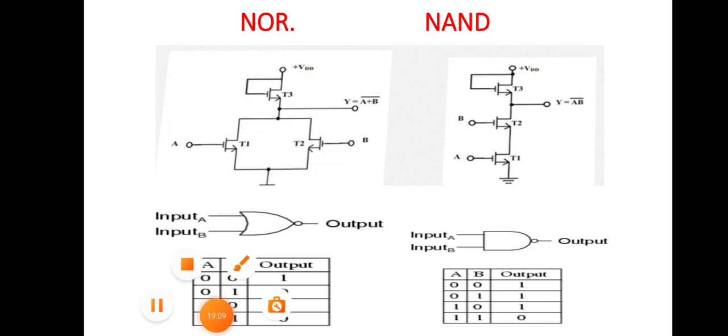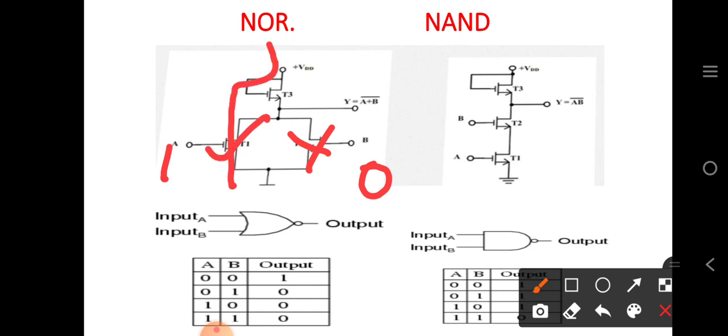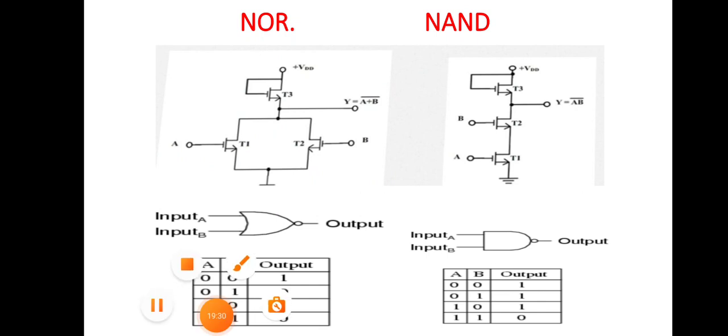Similarly, the third condition, if the input A is 1 and the input B is 0, it means this is in cutoff region, this will be in saturation region, so current will come and pass like this and thus the output will be 0. So this is the third condition.